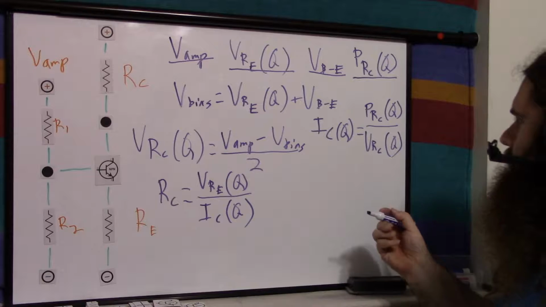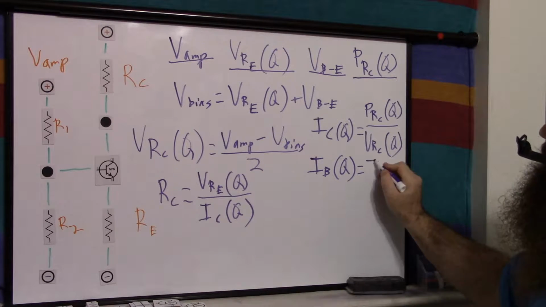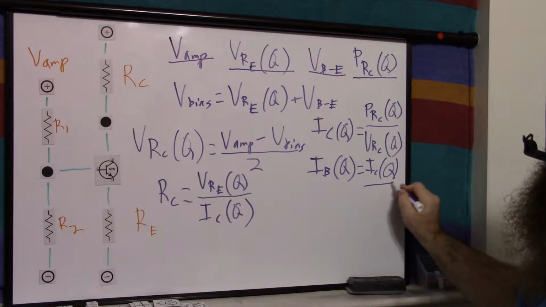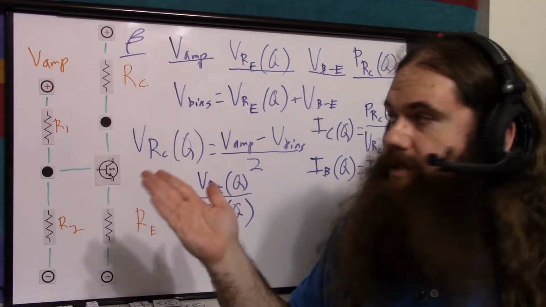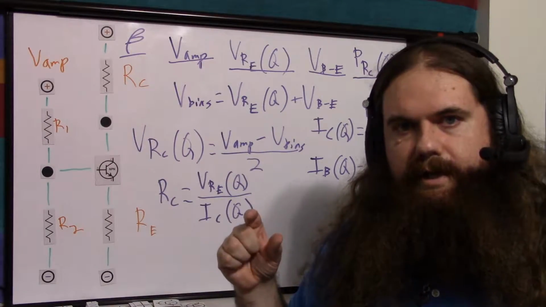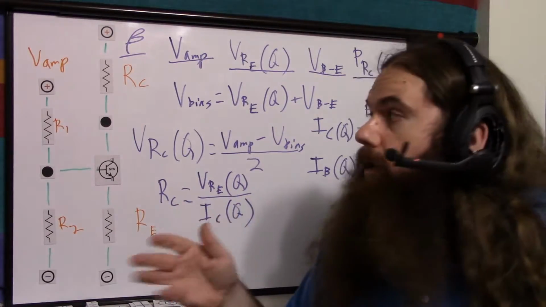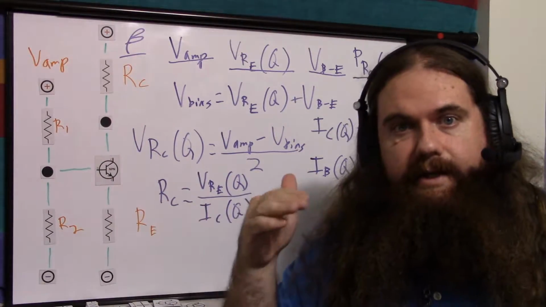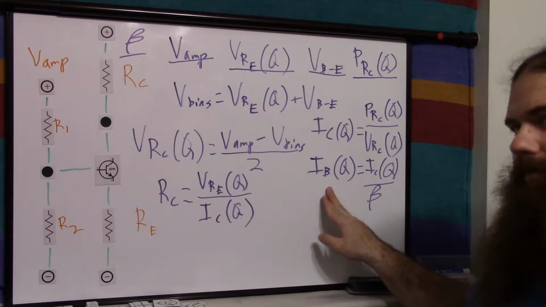We have the collector current, so the base current at quiescence equals the collector current at quiescence divided by beta. So we also decide on our beta. I recommend just saying beta is 100. You can look at the data sheet for the transistor you're using and see if it's going to be some weird number, but 100 will work. It'll get you in there. Everything in electronics is a window. Nothing's going to be perfect. So now we have the base current.